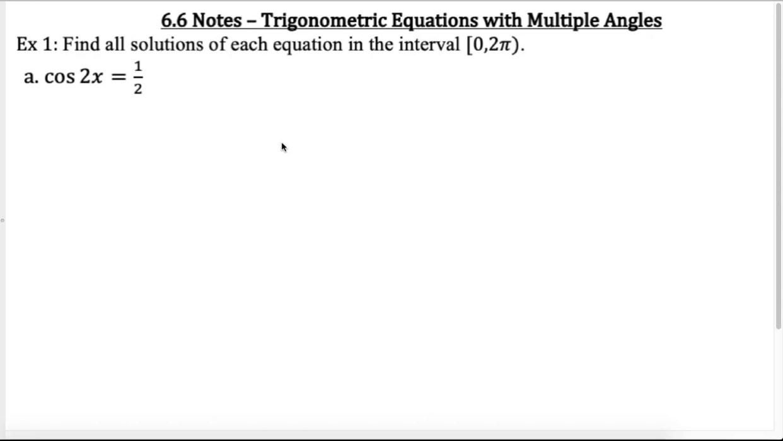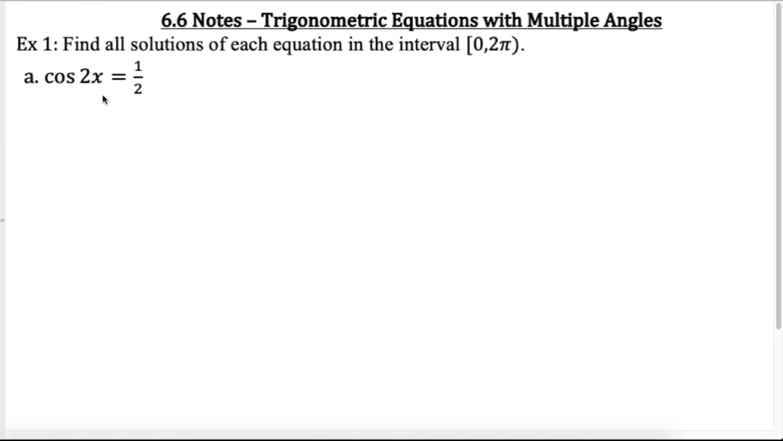All right, in 6.6, we are going to look at trigonometric equations in which the variable on the inside is either being multiplied by some value or divided by some value. So, in any of these examples, we want to start out the same way as we did in the last section. We first want to get the trig function by itself. We already have that in this case.